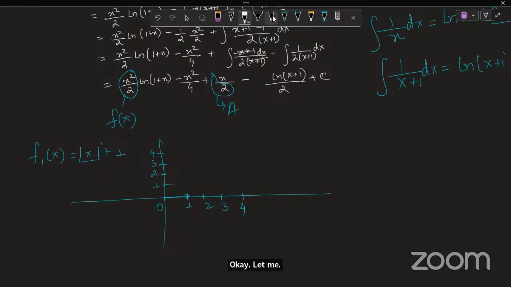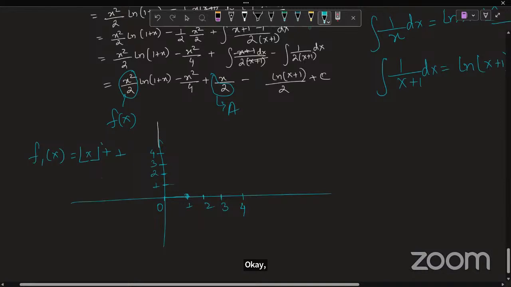Okay, yeah, plus 1 is there. Sorry, plus 1 is there. Thank you for pointing out. So we have plus 1, so this will be the value we have. From here, it will be an open point. Okay, let's get the area of this curve.